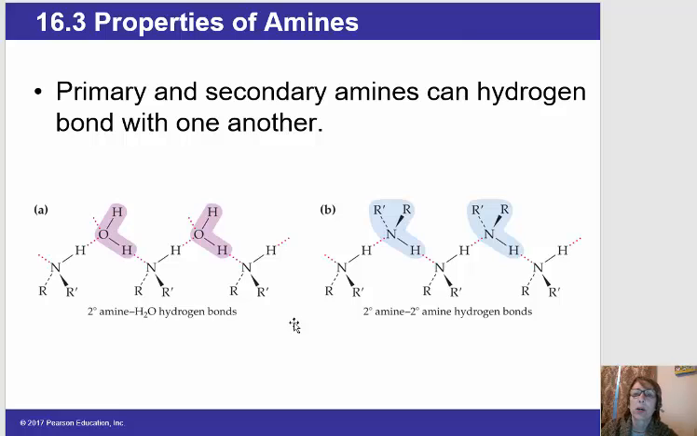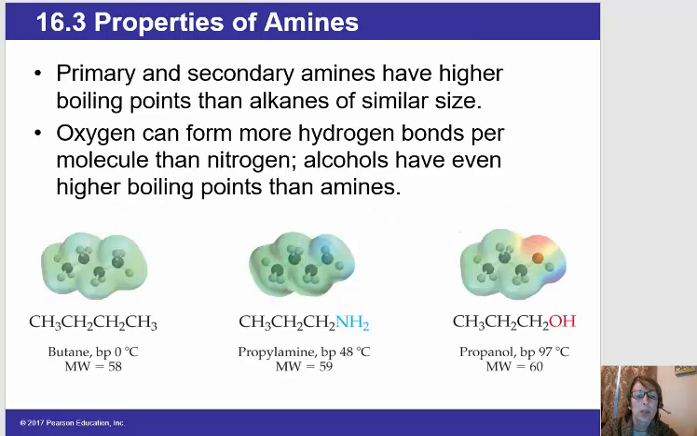So many primary and secondary amines, up to about 6 carbon atoms, are soluble in water because of this ability to hydrogen bond with water. Now, primary and secondary amines have higher boiling points than alkanes of similar size because they're able to hydrogen bond, but they don't have boiling points as high as similar alcohols, because oxygen in alcohols has 2 lone pairs that can hydrogen bond with other hydrogens, whereas the nitrogen only has 1 lone pair.